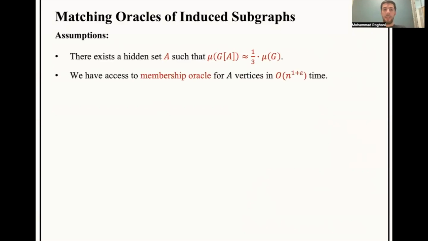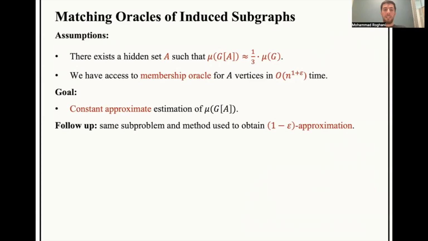So we define this matching oracle of induced subgraph problem. The assumption is that there exists a hidden set A such that the size of the maximum matching of A is 1/3 of mu of G, so it contains a large matching. We have access to a membership oracle for A vertices in slightly larger than linear time. Our goal is to estimate a constant approximation of mu of G[A]. So we don't need a good approximation ratio here. We only need some constant approximation to beat the 2/3. Also, it's interesting that this subproblem was used in a follow-up paper to get a 1 minus epsilon approximation in sublinear time. This result is by Bhattacharya and others, as follow-up work. So this subproblem is also useful for follow-up works and is also used in our algorithm for beating 2/3.